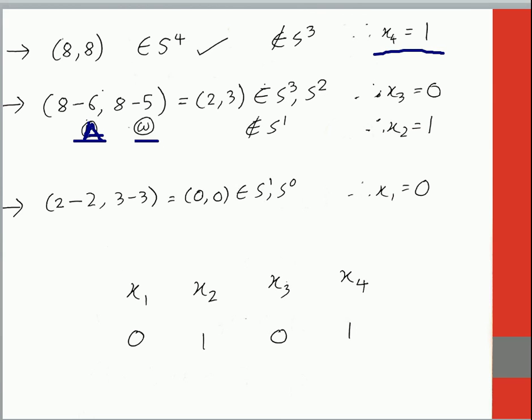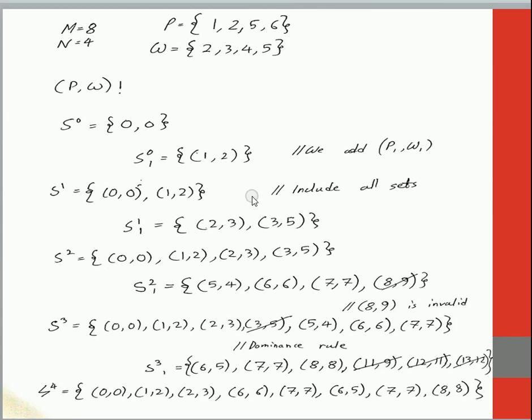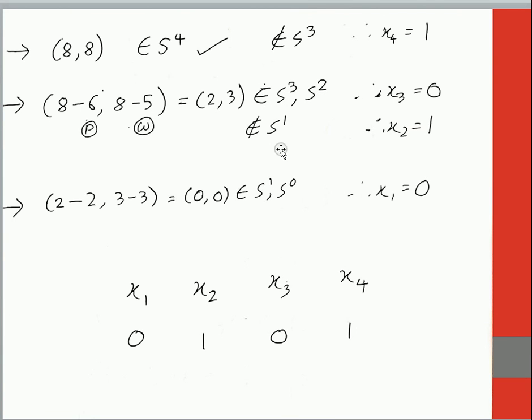Let's look. I have to get rid of the drawing. 2, 3 belongs to S2 as well over here. So that means I cannot take S3. So S3 is gone and we have S2. And that's why we have 1 on S2.